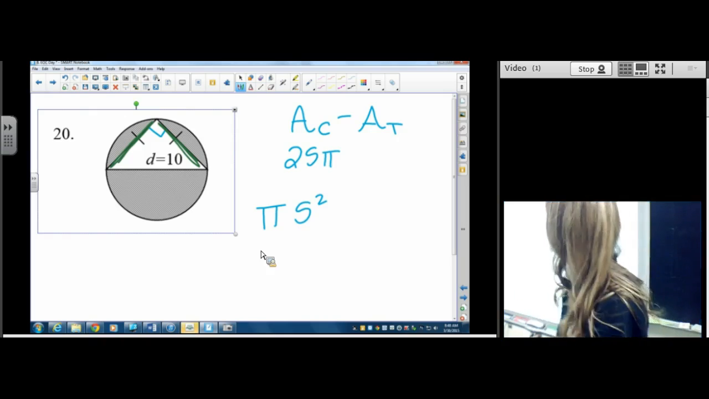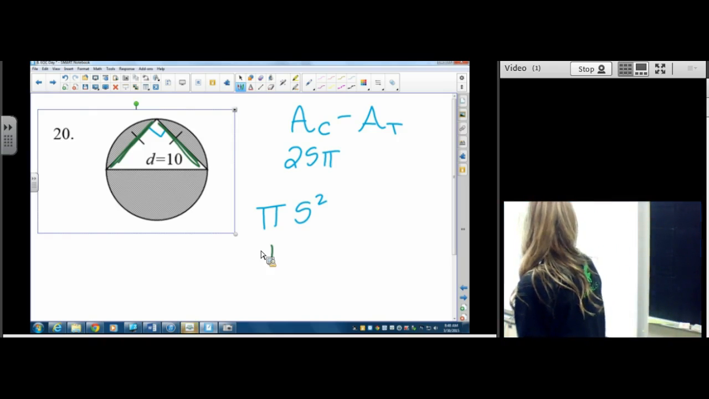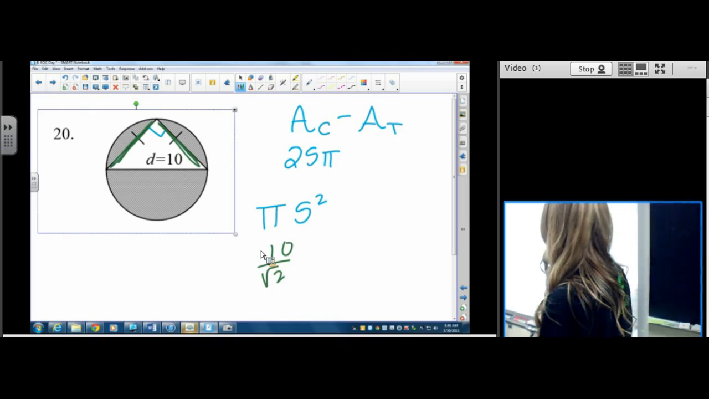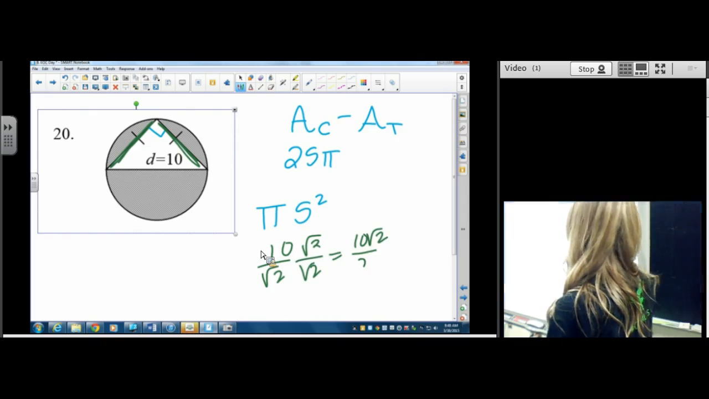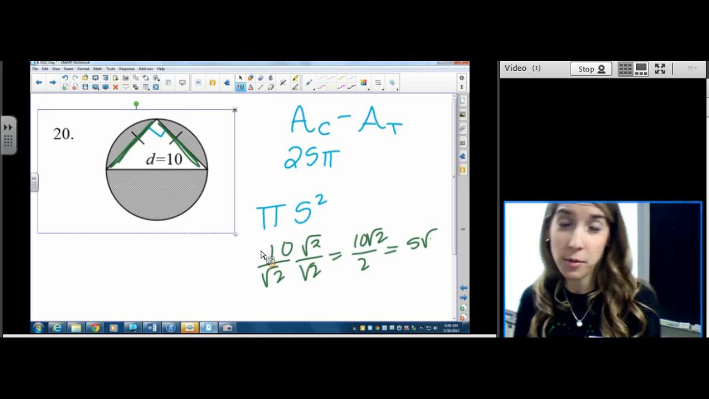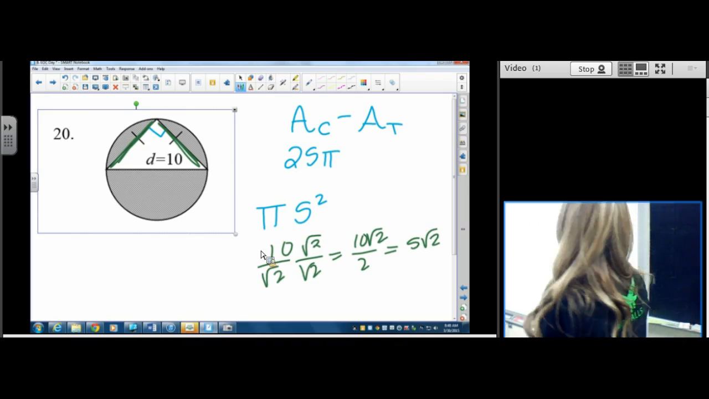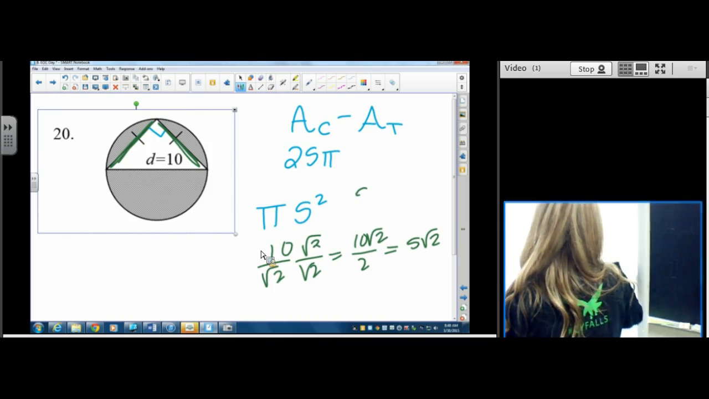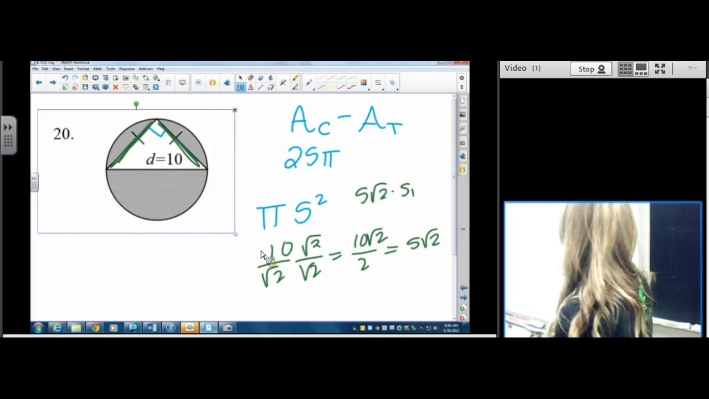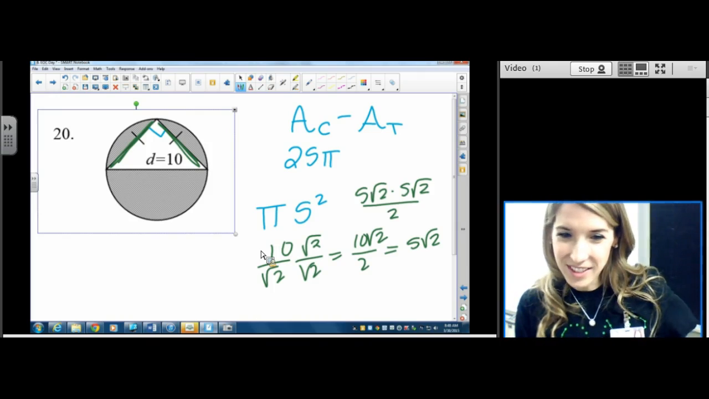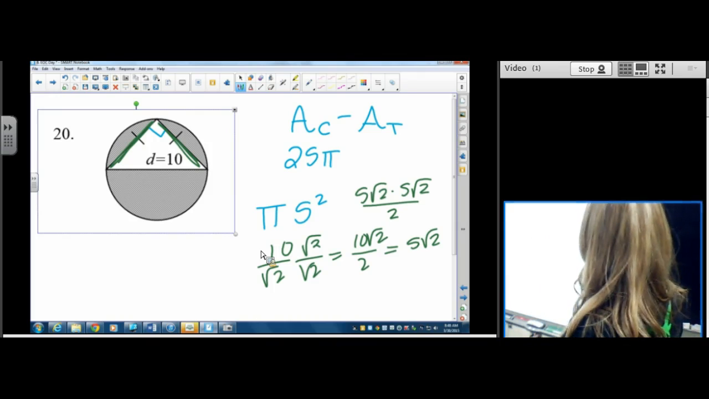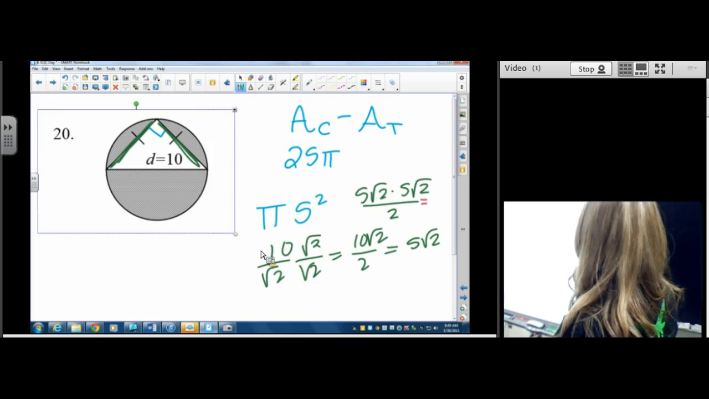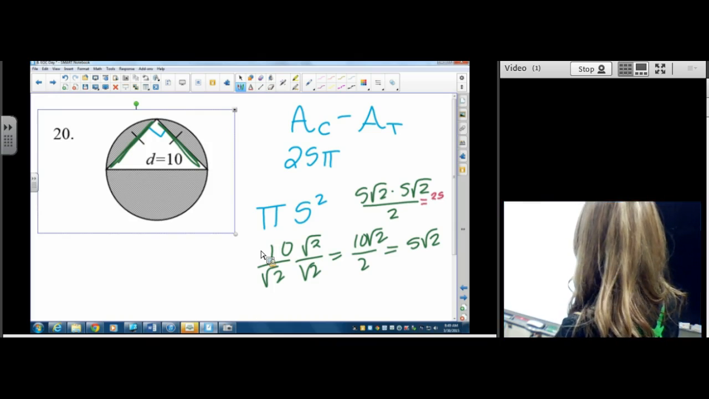So we need to find the legs of that triangle, and we know we divide by root 2, and then we rationalize. But you probably already knew that it was 5 root 2. You do not have to go through all those steps if you already knew it was. So we're doing base times height divided by 2. 5 root 2 times 5 root 2 divided by 2. Okay, so let's do all this. Let me change colors. 5 times 5 is 25. Square root 2 times square root 2 is 2. Divide by 2. The 2's cancel.